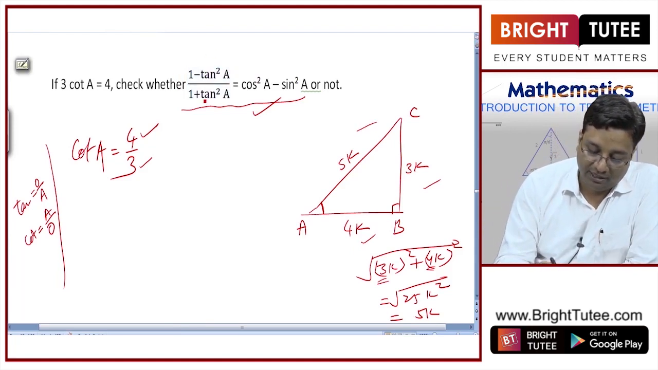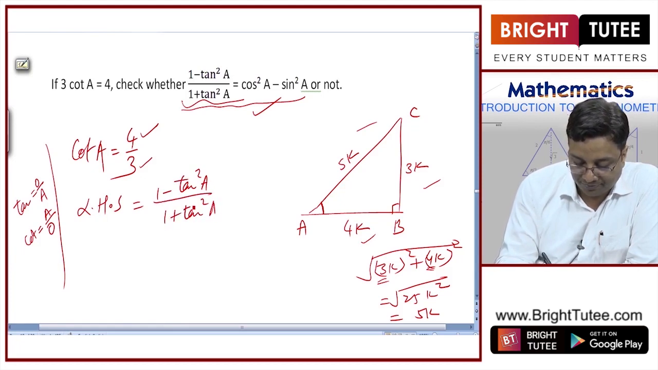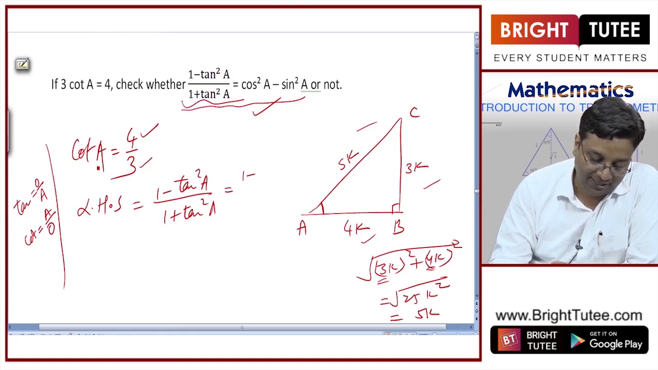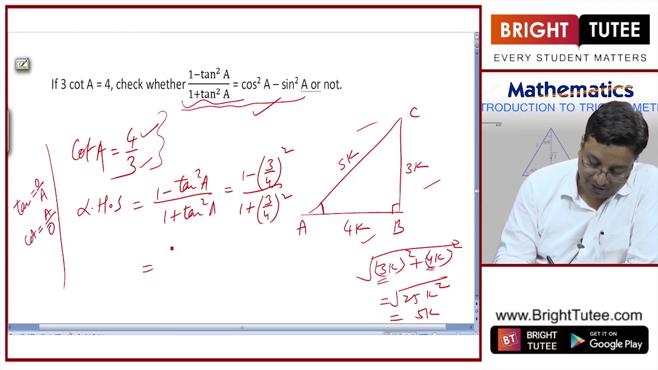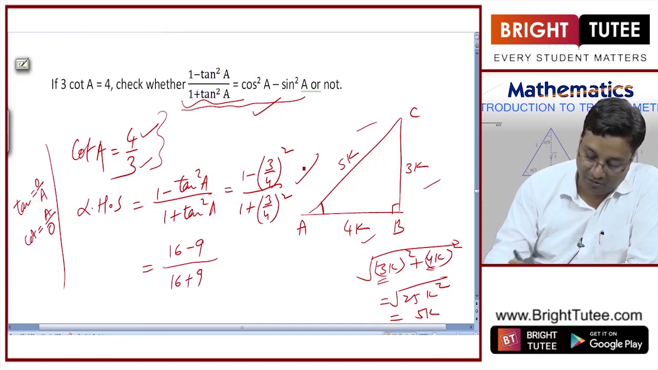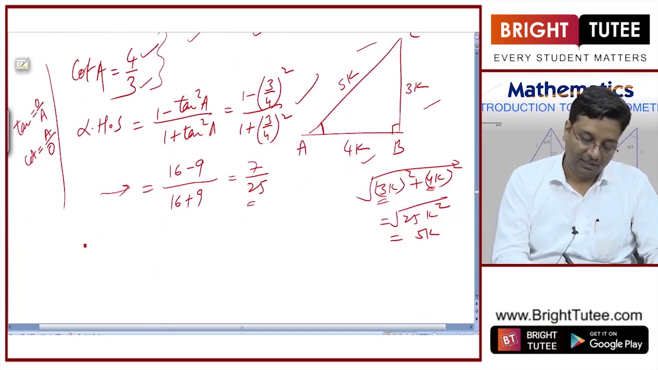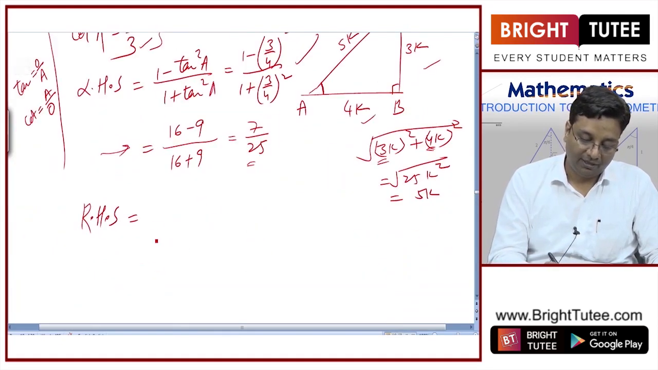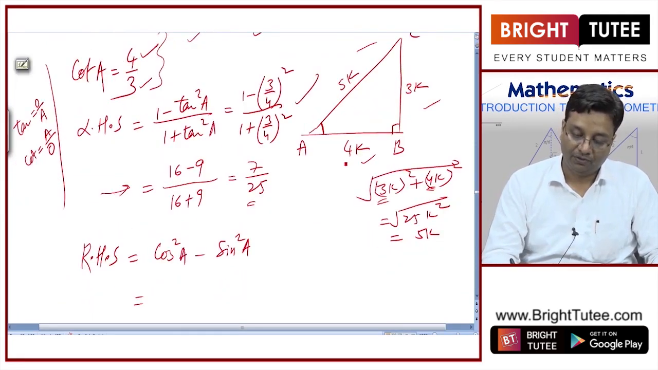So we can comment about this. Let's talk about the left hand side first. What is the left hand side? 1 minus tan square A upon 1 plus tan square A. What is tan A? It is 3 by 4, just the reciprocal of this. So we can write this ratio as 1 minus 9 by 16 over 1 plus 9 by 16, which is 16 minus 9 by 16 divided by 16 plus 9 by 16. 16 gets cancelled. 16 minus 9 is 7 and 16 plus 9 is 25. So the left hand side is equal to 7 by 25. Let's see what the right hand side is: cos square A minus sin square A. What is cos? Cos is adjacent upon hypotenuse, so 4k upon 5k.